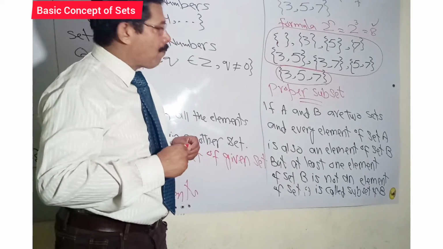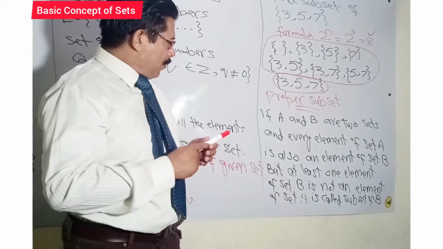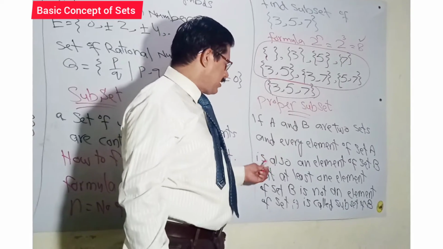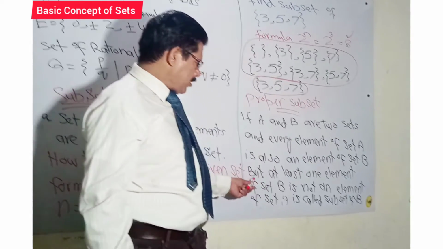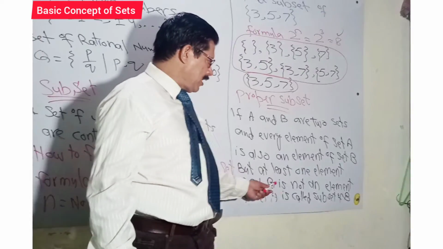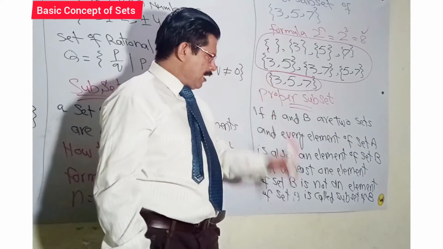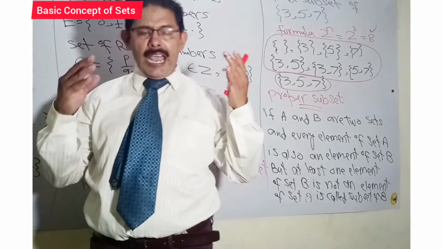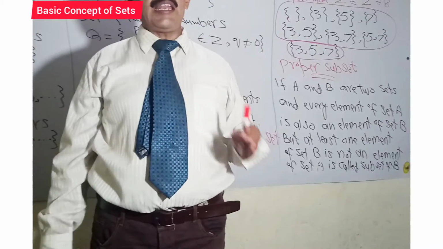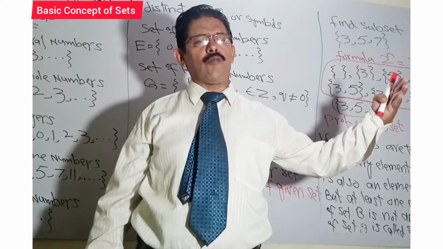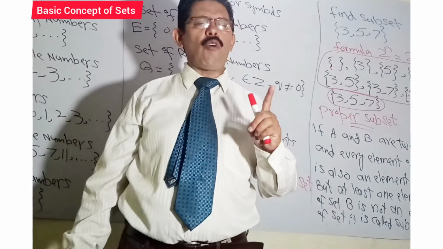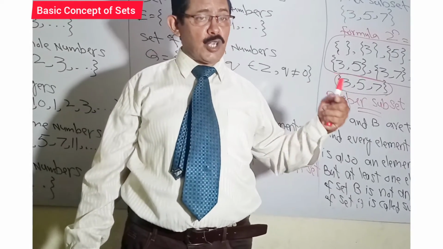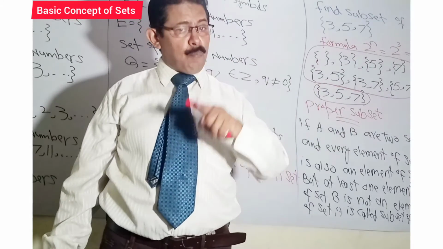Now I will define proper subset. Proper subset means if A and B are two sets and every element of set A is also an element of set B, but at least one element of set B is not an element of set A, then A is called a proper subset of B. It means that if we have any two sets A and B, and every element of set A is also part of set B, but at least one element of B is not found in set A, then A is called a subset of B and B is known as a superset of A.